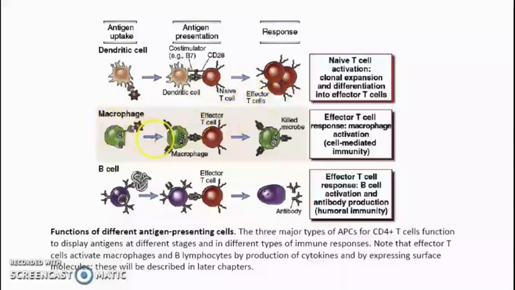Here is an effector T cell response for activation of macrophages to kill microbes, and this activity is called cell-mediated immunity. And here is the effector T cell response to B cells in order to turn the B cell into an antibody-producing plasma cell, and this is humoral immunity.